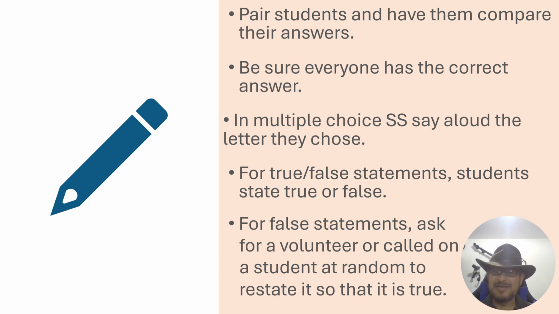For multiple choice exercises, have students state out loud, individually or in unison, the letter of the answer they chose. For true or false statements, have students state true or false, individually or in unison. For false statements, ask for a volunteer or call on students at random to restate it so that it is true.